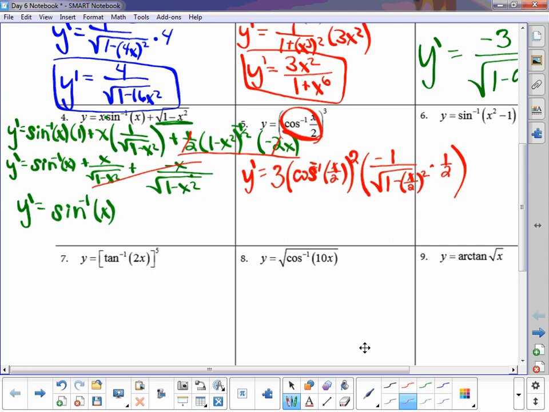Okay, so again, because this was inside of the power, we had to bring down our power. That's the 3. Inside stayed the same, reduce the power by 1, then multiply by the derivative of the inside. So this is just the derivative of the inside. Questions on that?